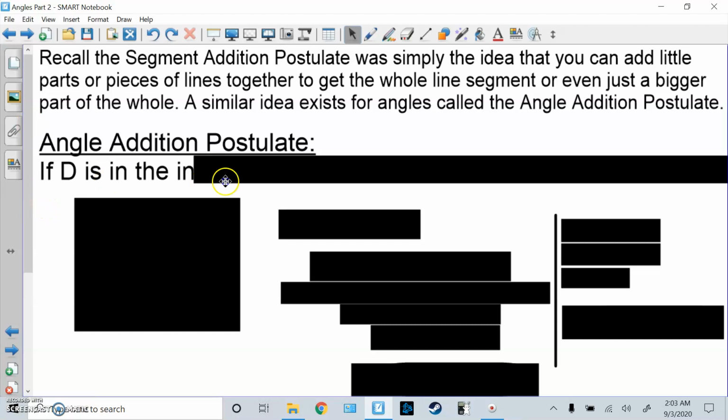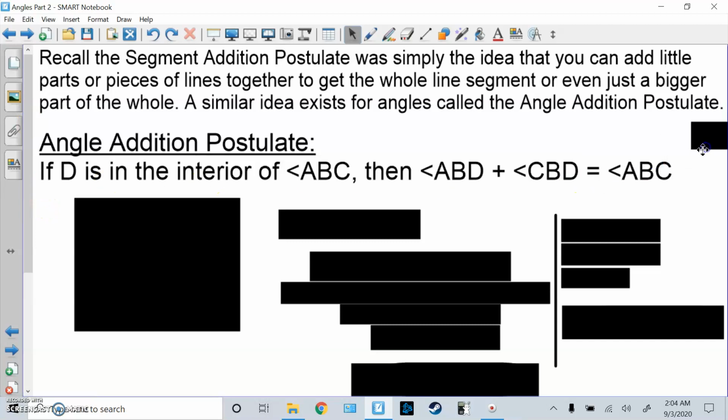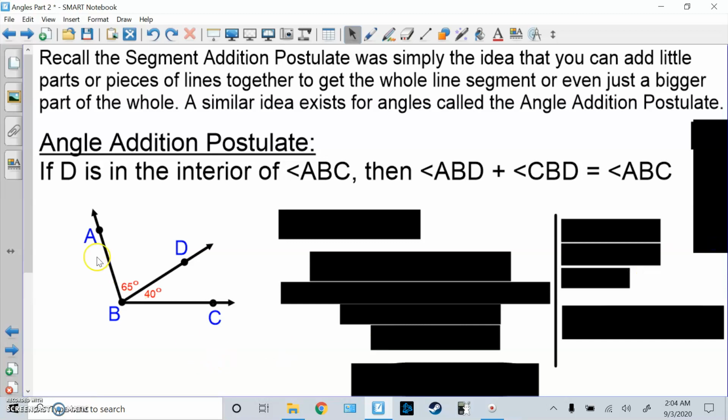The angle addition postulate says if D is in the interior of angle ABC, then angle ABD plus angle CBD is equal to angle ABC. So let's see a picture. Notice here's angle ABC and D is inside of it. Does it make sense that this little top piece, angle ABD, and the bottom piece, angle CBD, together make the entire angle ABC? The answer should be yes.